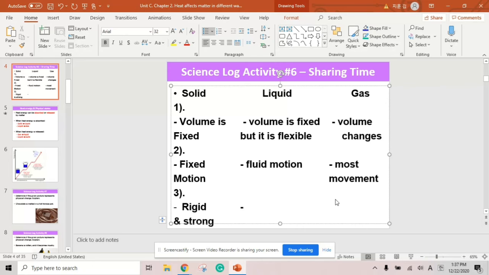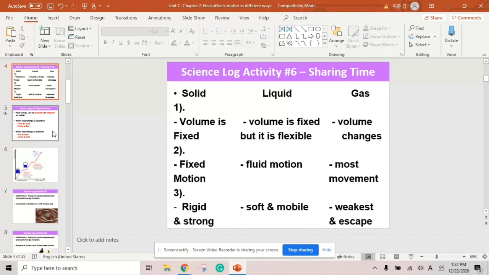On the other hand, when it comes to liquid, those are softer and more mobile. And when it comes to gas, it is the weakest in terms of strength. I mean, you cannot hold its shape, you cannot fold a shape. Let's put it that way. And gases escape a lot, so it is hard to contain them inside a structure. So these are what I can share with you.